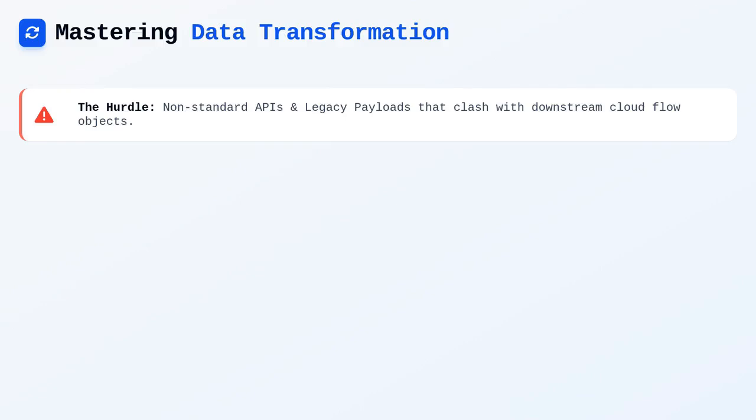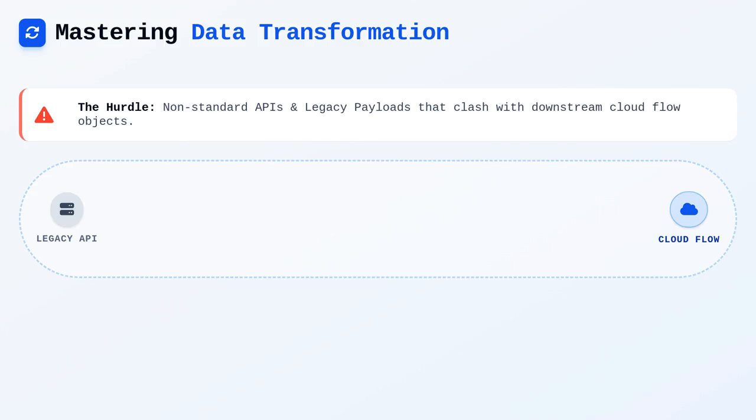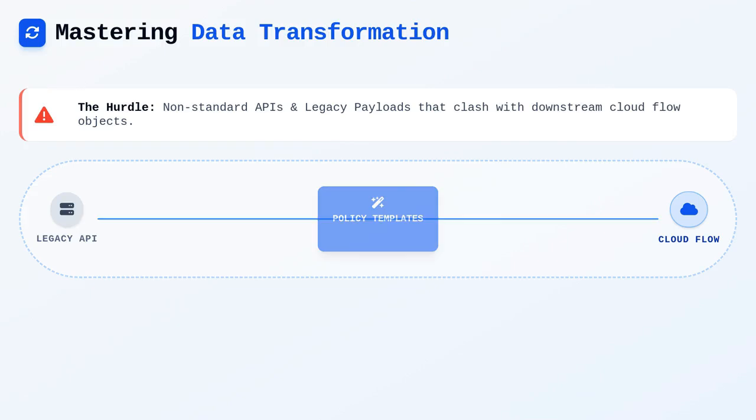Data transformation represents the most common hurdle when interfacing with non-standard APIs. Frequently, a legacy API will return a payload structure that does not align neatly with the data objects required by your downstream Cloudflow. To mitigate this, we rely on policy templates to manipulate incoming or outgoing data. You might use the setHeader policy to inject dynamic values required by the backend, or perhaps the route request policy to redirect calls based on specific environmental variables.